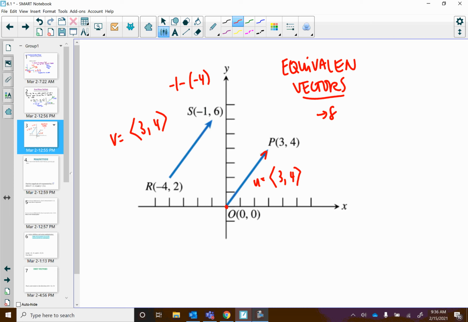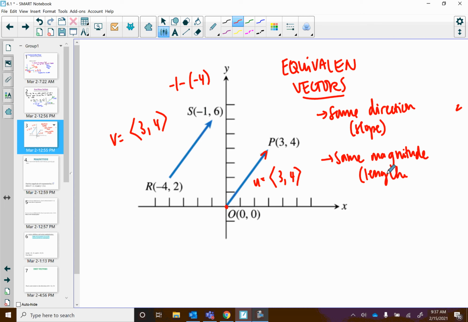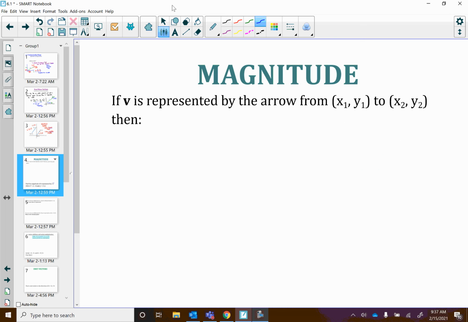Vectors that have the same direction, which I can tell because the slopes are the same, and they have the same magnitude, which we haven't totally gone through yet, but magnitude is looking basically at the length. So equivalent vectors are vectors that have the same direction and the same magnitude. So then the question you might have is, well, what is the magnitude of a vector? Think of it as the length of the vector.